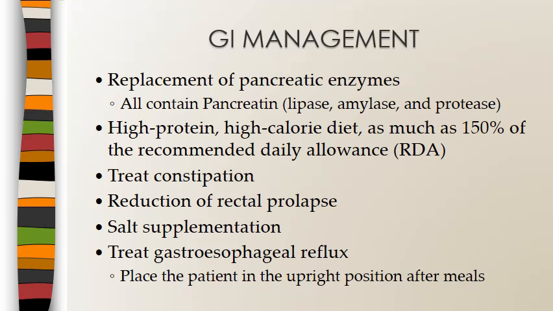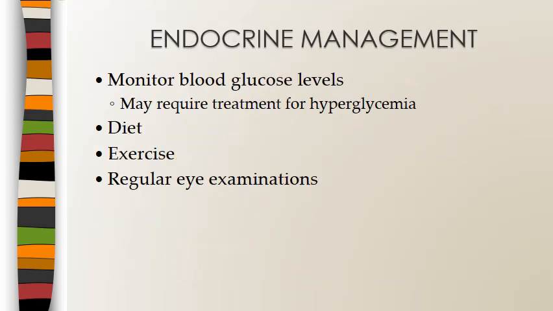We need to treat their constipation. That will reduce the possibility of developing rectal prolapse. These kids, as I said before, are salt wasters, so we encourage salt supplementation. They can use, and are encouraged to use, as much salt as possible and to consume salty snacks. And if the child does have gastrointestinal reflux, we're going to place the child in an upright position after meals to help treat this.